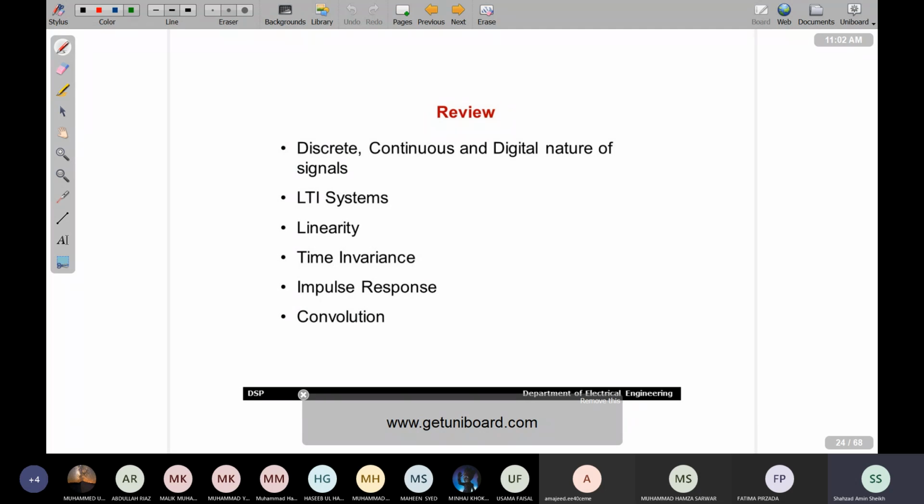So till now what we have done, we have discussed the discrete, continuous and digital nature of the signal. What is a discrete signal?